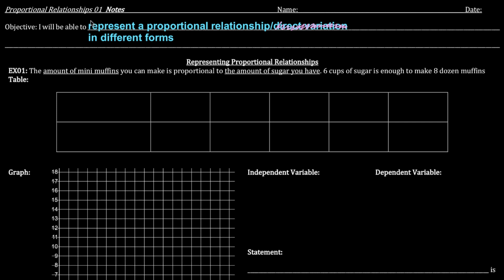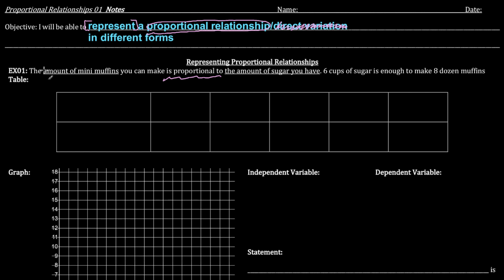All right, so in this lesson, we are going to represent a proportional relationship in different forms. So example number 1 reads, the amount of mini muffins you can make is proportional to, that's how we know it's proportional, the amount of sugar you have. 6 cups of sugar is enough to make 8 dozen mini muffins.